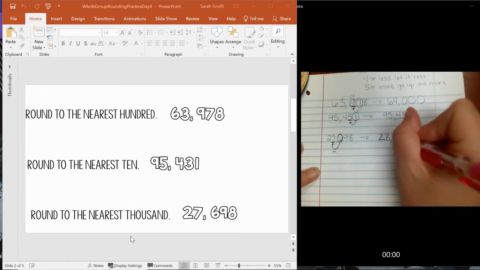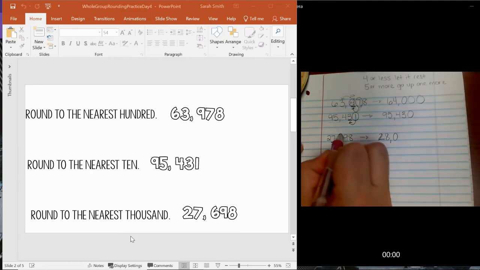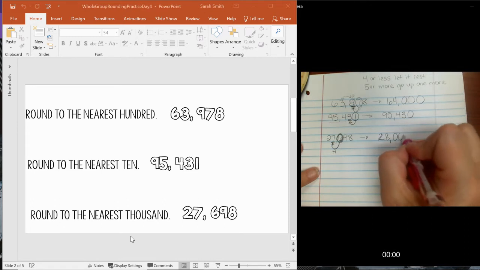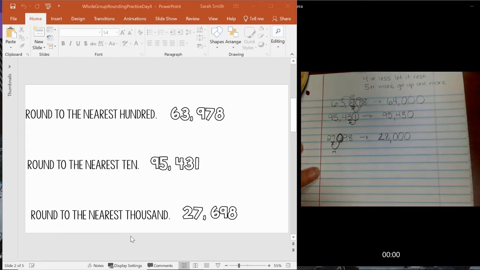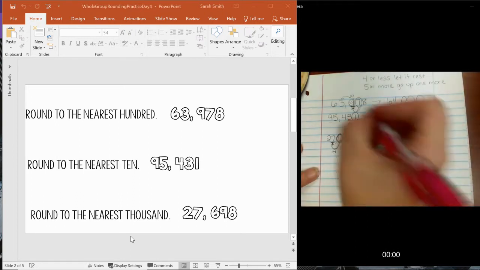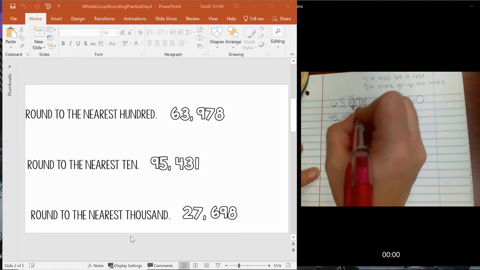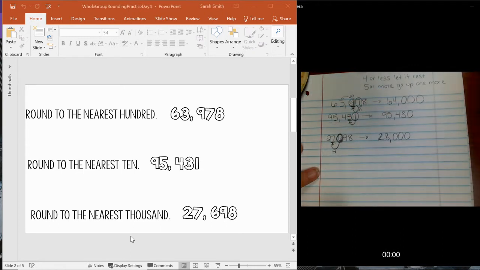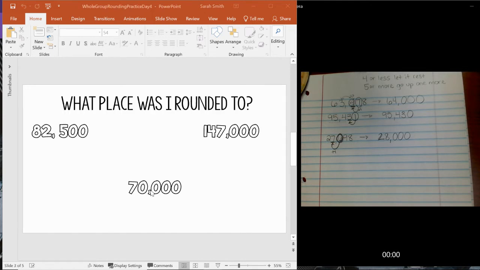Our comma stays the same. And your big hint is everywhere you start the circling is where you start your zeros. So everywhere you start your circling should be a 0 from then on out. Okay, so that's your big hint too. We are staying the same here, and this one is up 1 more. Again, some of you are saying, oh, 7 is more than 5, so I know it's going to go up 1 more. But your reasoning should be because of the number behind it. So that's how you would round these 3 numbers using this practice slide.